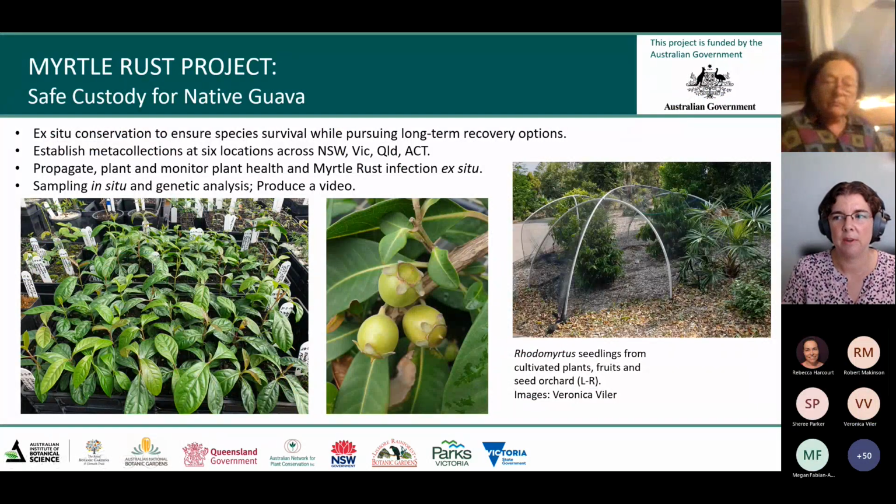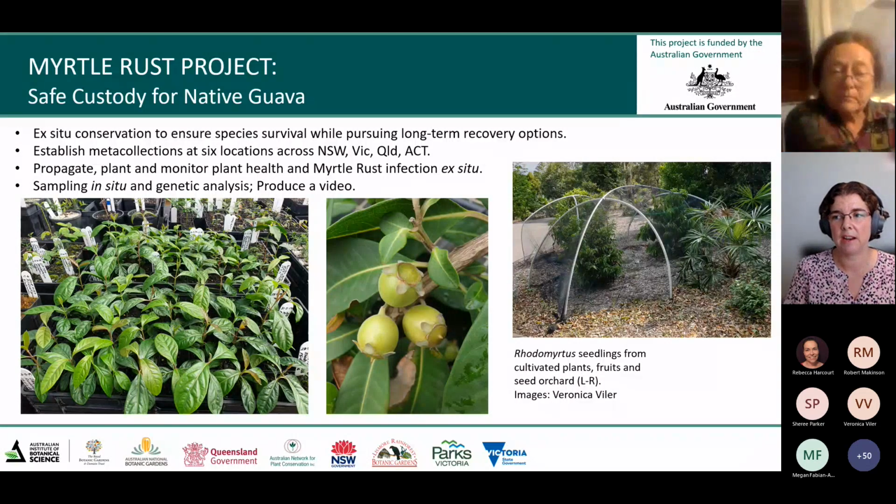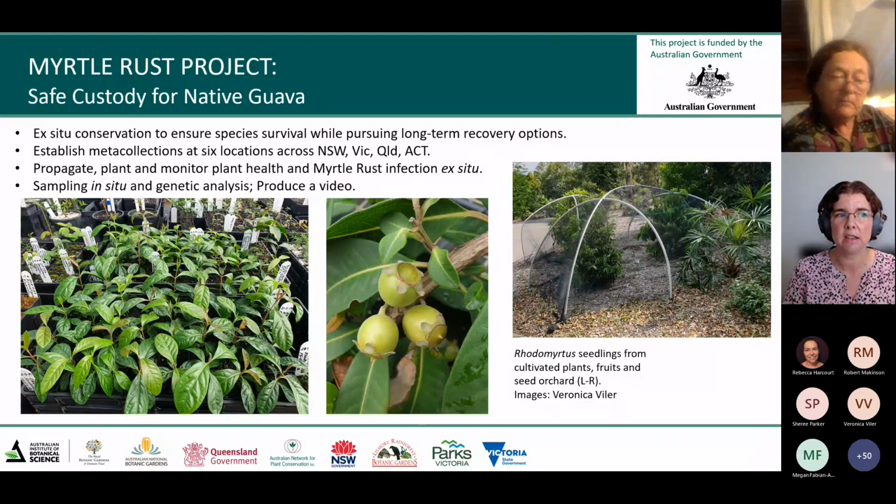This is a project that has been funded by the Australian government for about 12 months, and it involves the establishment of dispersed collections, which are sometimes known as meta collections, across New South Wales, Victoria and the ACT, and also a nursery collection in Queensland.